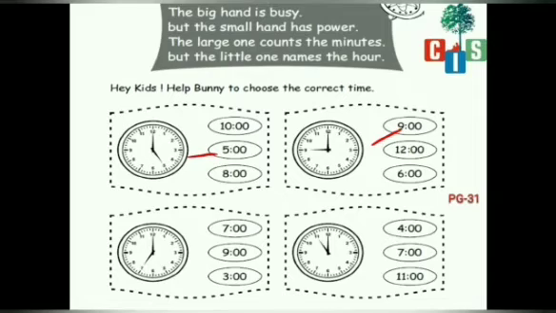Next, the hour hand is on 7 and the minute hand is on 12. So what will be the time? 7 o'clock. And the last one, the short hand is on 11 and the long hand is on 12. So we will say 11 o'clock.